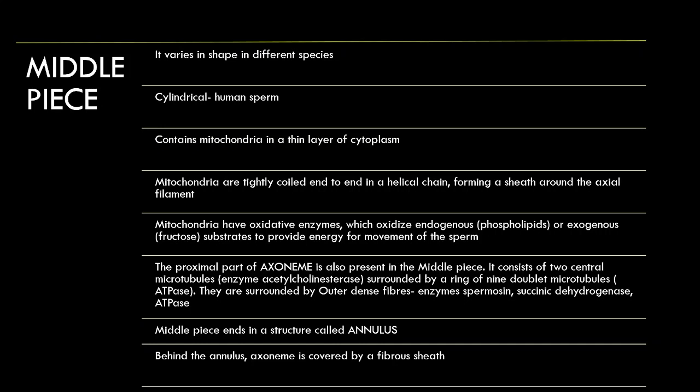Now the axoneme also starts within the middle piece, so its proximal part is present inside here also. It consists of two central microtubules having the enzyme acetylcholinesterase, surrounded by a ring of 9 doublet microtubules having ATPase enzyme. They are surrounded by outer dense fibers which contain enzymes spermatozoon, succinic dehydrogenase, ATPase, etc.